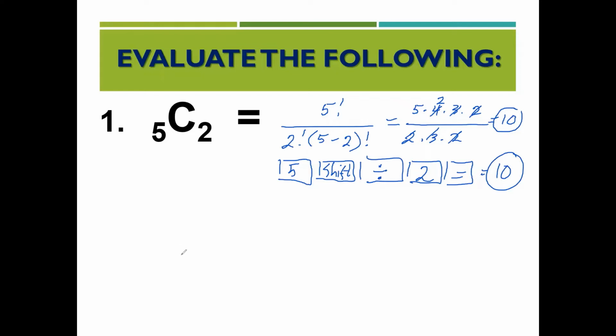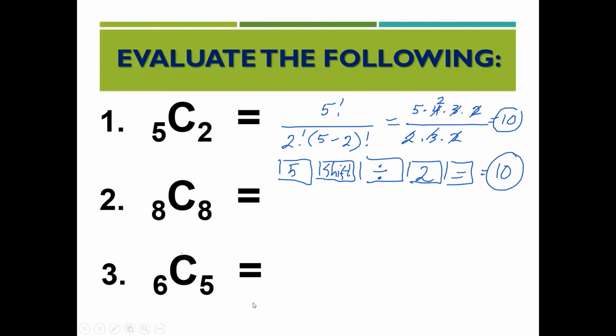Next. Okay, number 2. Answer number 2, and number 3. Please practice, either using a calculator or using the long method. If you don't have a calculator, you can do the long method.